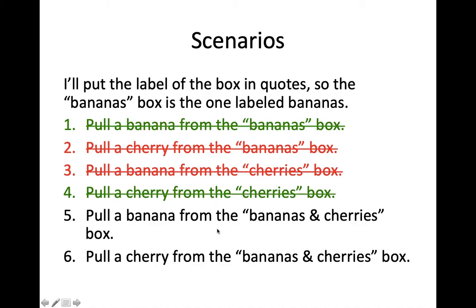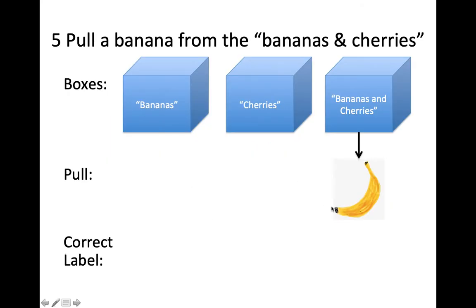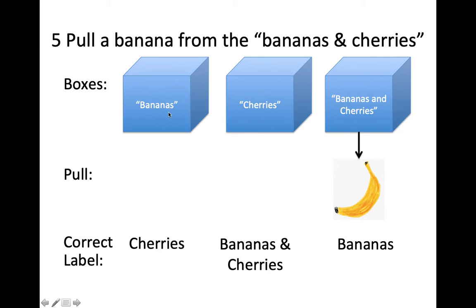Okay, let's check out scenario 5. We pull a banana from the bananas and cherries box, then this has to be the bananas box. There's nothing else it could be. It can't be both, and it can't be just cherries because we just pulled out a banana. Now, what does that mean for cherries? Well, the cherries box can't be cherries, and it can't be bananas, so it's got to be bananas and cherries, right? It's mislabeled, and we already have our bananas. That leaves the bananas box to have cherries in it. That's a success.